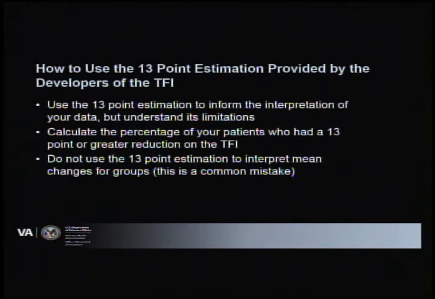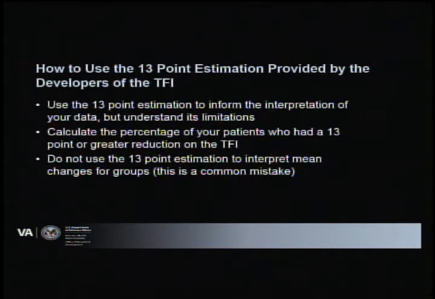I want to talk a little bit about how to use the 13-point estimation provided by the developers of the TFI. So I'm actually going to start out telling you what not to do. It's really common for people to want to look at the mean change for a group on the TFI score and see that it's not 13 and think, oh, is this a meaningful change? And this is something even reviewers have asked us about when we're submitting papers for submission, and we've had to explain to reviewers that that 13-point estimation only applies to an individual. It really cannot be used when you're looking at mean changes for a population.